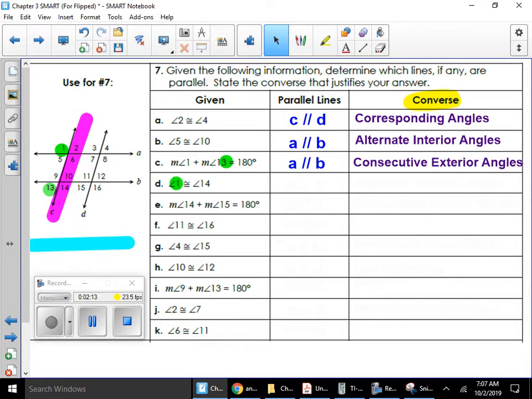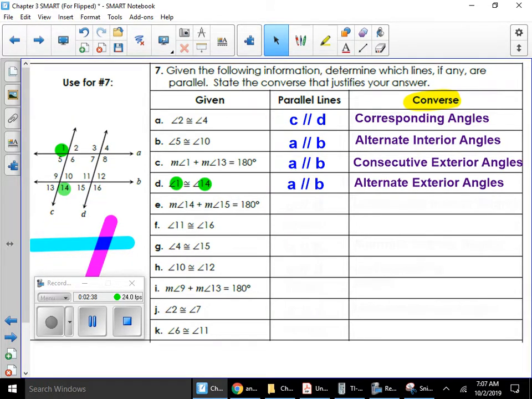Jumping down to 1 and 14, keep my 1 where it's at. Now we have that they're congruent. It is the same transversal that we've been looking at. So A and B are the lines we care about here. With 1 and 14 being congruent, that is our alternate exterior angles converse. Opposite sides of that transversal, outside the parallel lines.